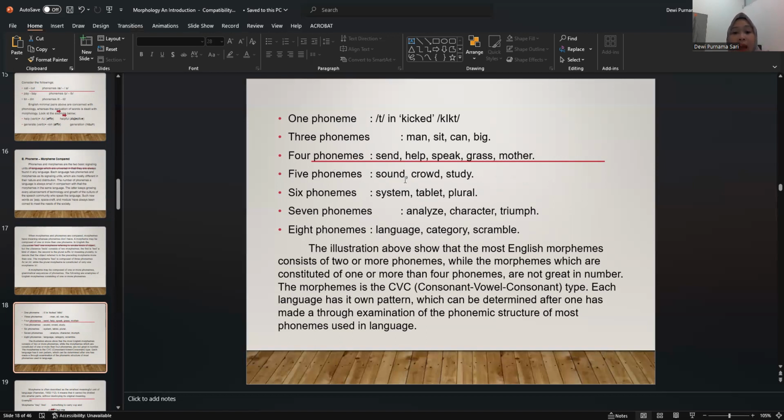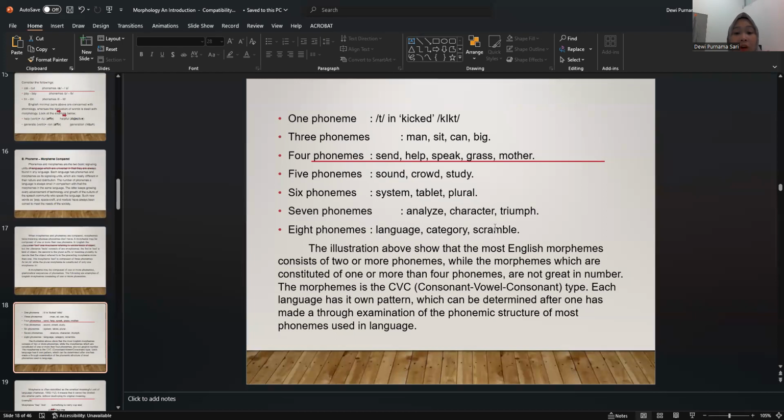Next, four phonemes: send, help, speak, grass, mother. So you can find four sounds in these words. And then five phonemes: sound, crowd, study. Six phonemes: system, tablet, plural. Seven phonemes: analyze, character, triumph. Eight phonemes: language, category, scramble.